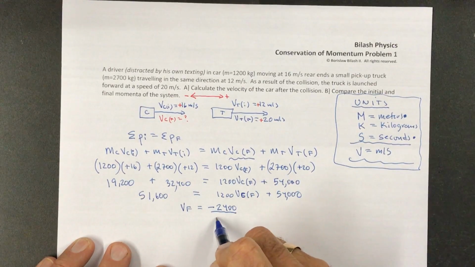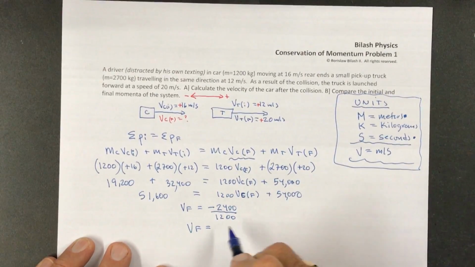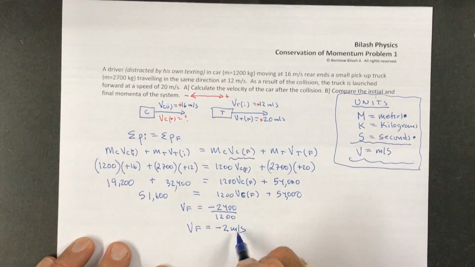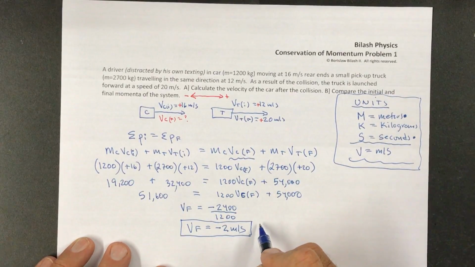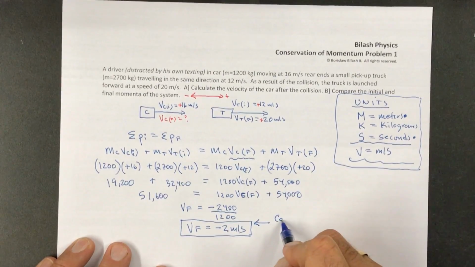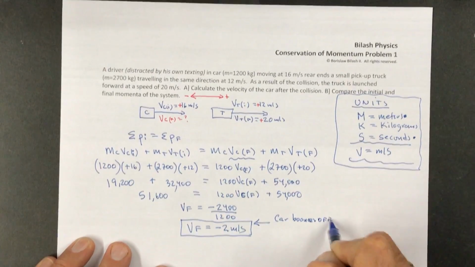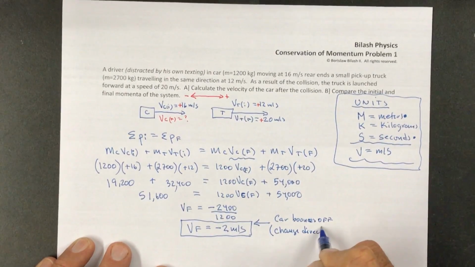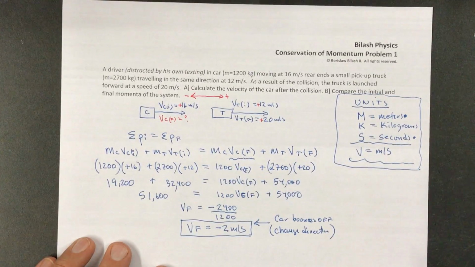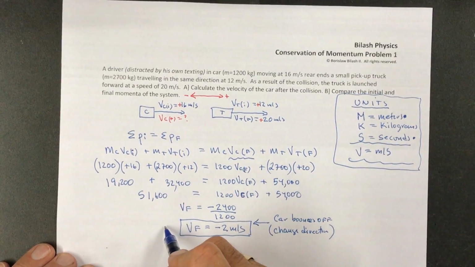And our final velocity is going to be equal to negative 2 meters per second. Look at that. That means that the car bounces off, which means it changed direction. And because it changed direction, it ends up having a smaller momentum than it originally did. So that takes care of question A.